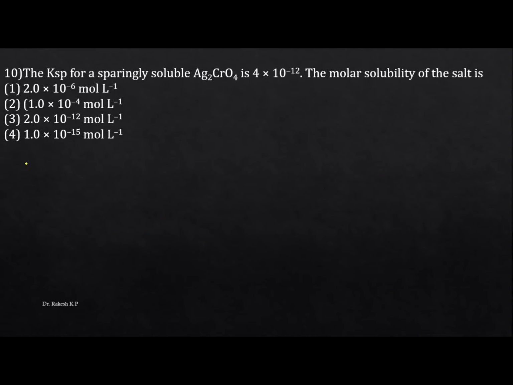The Ksp for the sparingly soluble silver chromate is 4 into 10 to the power of minus 12. The molar solubility of the salt is, okay, just identify this one here. We have silver chromate, that is Ag2CrO4, which gives you 2Ag+ and CrO4 2-. Here I can write the particle as 2s, and this will be s.